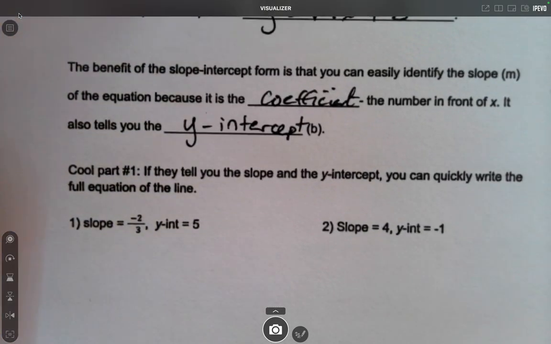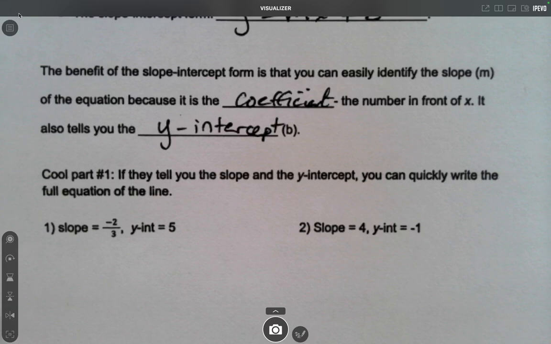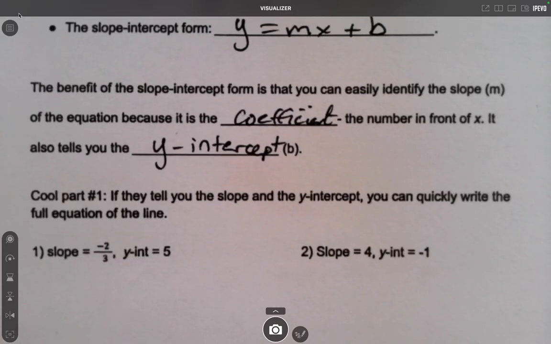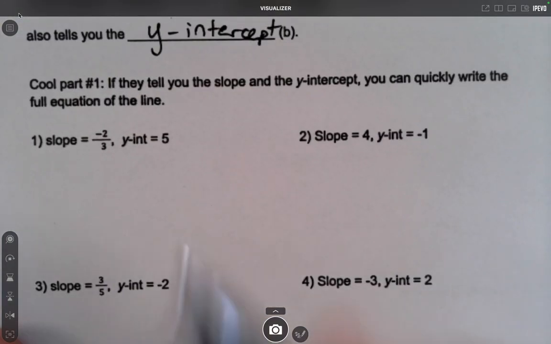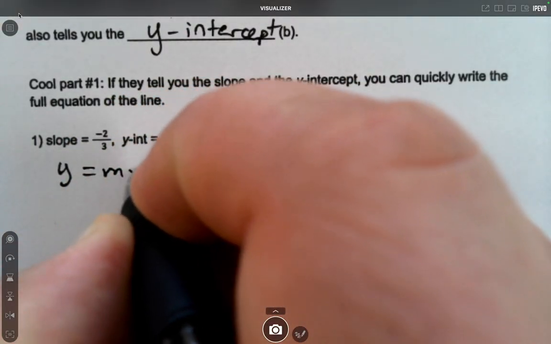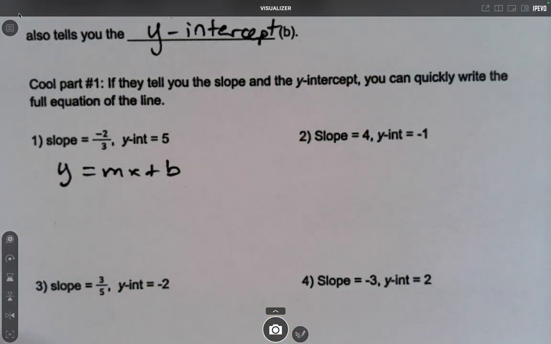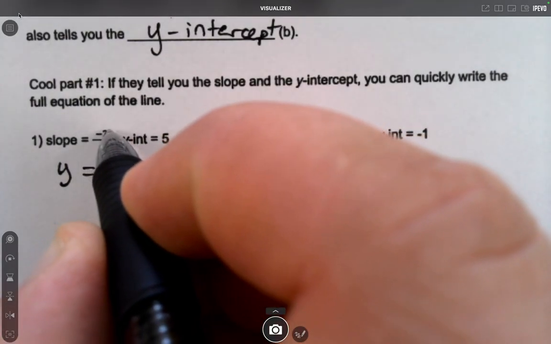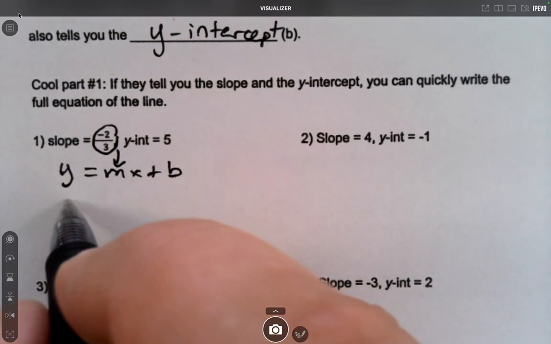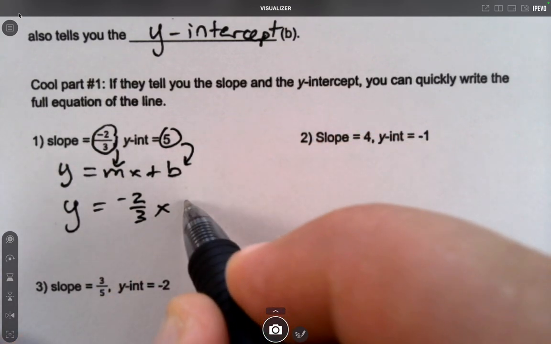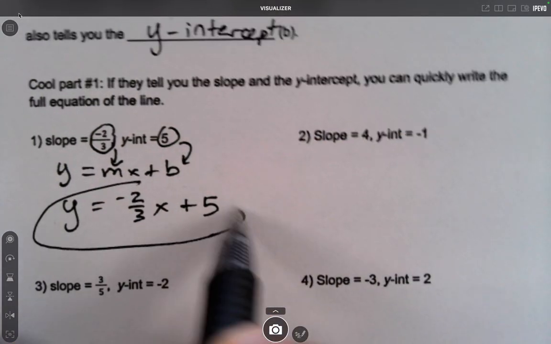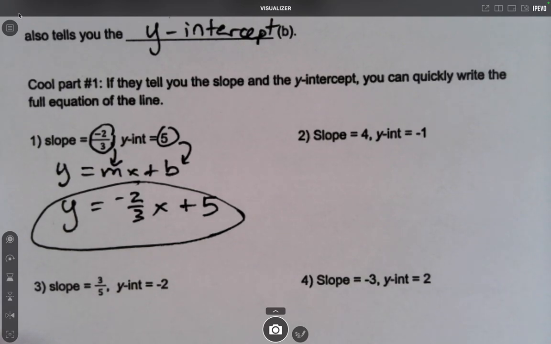So here's cool part number 1. If they tell you the slope and the y-intercept, you can very quickly write the full equation of the line. So you remember, y = mx + b is our general form for the slope-intercept form. So all you have to do is take the slope, plug it in for the m, take the y-intercept, and plug it in for b. And just like that, you have your equation.